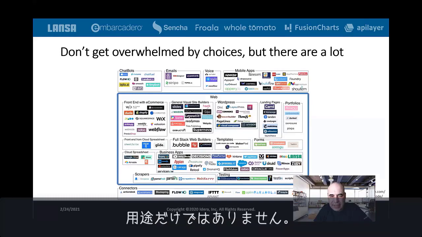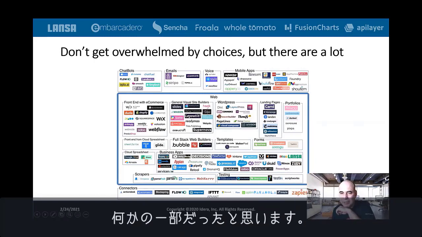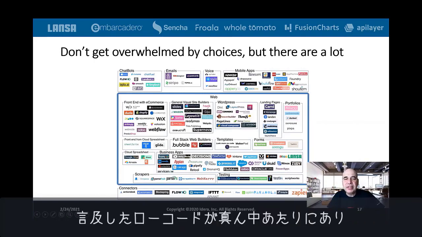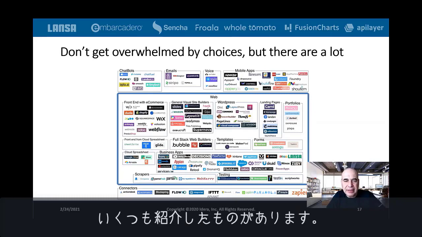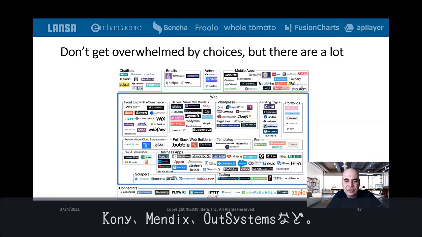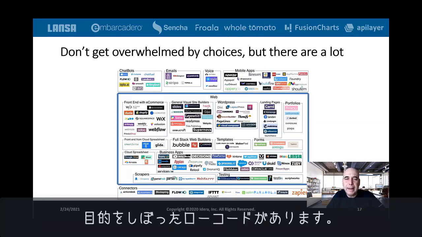So if you look at this little chart that I picked up, and I forgot where I picked it up from, I think it was some blog, but I find it interesting because if you look at it, there are some of the same low codes that I mentioned in the middle: Appian, Lancer, things like QuickBase, so many of the ones that I mentioned, Kony, Mendix, OutSystems, but then around them, there are so many different purpose-built, essentially low codes.